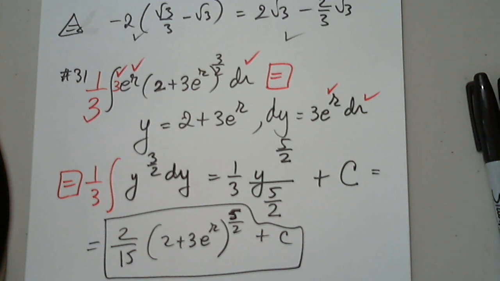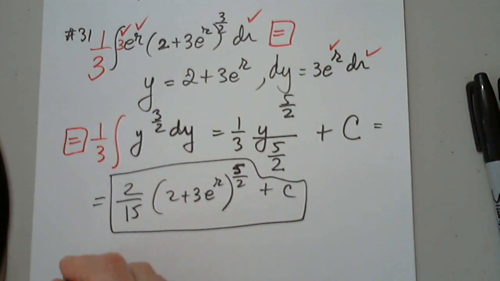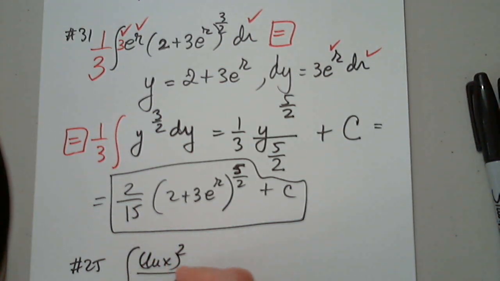We worked on 23 last time. Is there anything else you would like to work on? 25 is a good one. It is the integral of natural log x squared divided by x dx. Okay, what bothers you now?